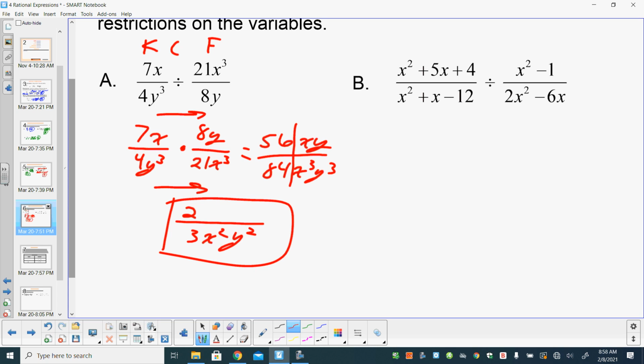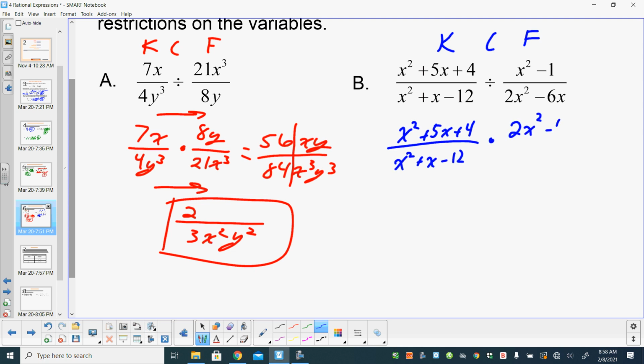I'll do another one with you, then you'll practice. We're not going to do example 4 because I'll never give you a word problem that complicated. But 5 is what you're going to practice. All right, so on one like this, what do I have to do first? Keep, change, flip before you start factoring. So again, keep it, change the multiplication, flip the second.